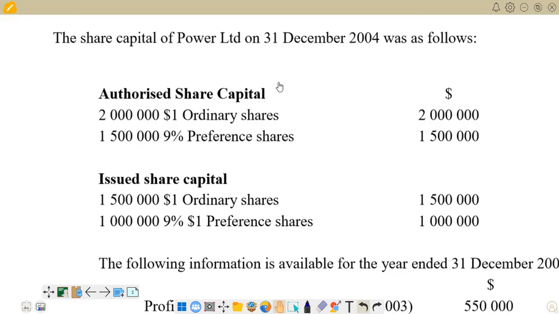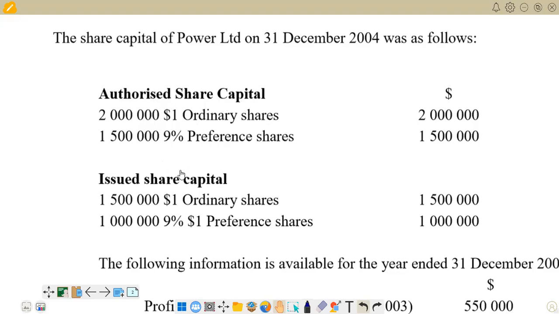Today we want to look at a question on company accounts. So this question requires us to prepare a profit and loss appropriation account and then a balance sheet extract. The question reads: the share capital of Power Limited on 31 December 2004 was as follows. We are given authorized share capital and also issued share capital.